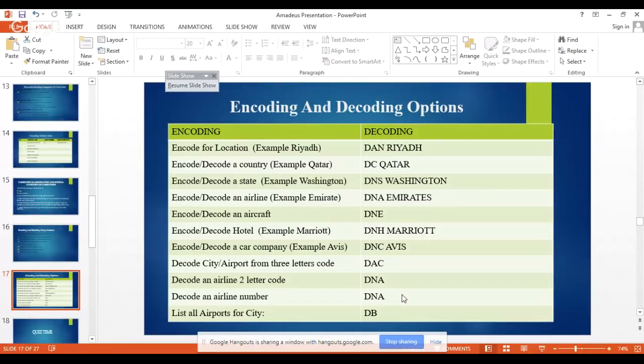It will display everything about the car rental company for you. Then to decode an airport from 3-letter city codes, just type in DAC, Delta Alpha Charlie. Type it there, decode a city or decode an airport. To decode an airport and decode a city, they use the same codes, so it's always DAC. Just type DAC, then the city or the airport you want to decode, and it will bring it out for you.